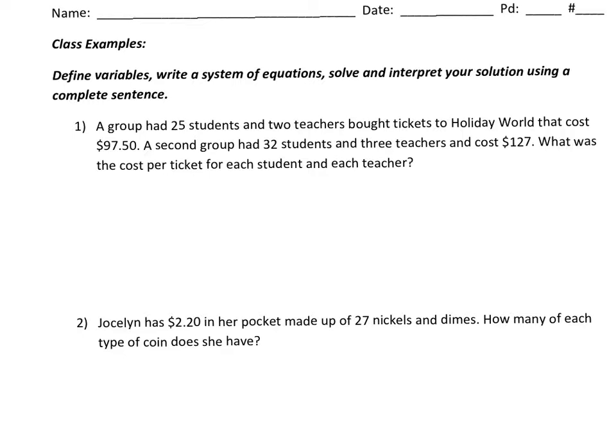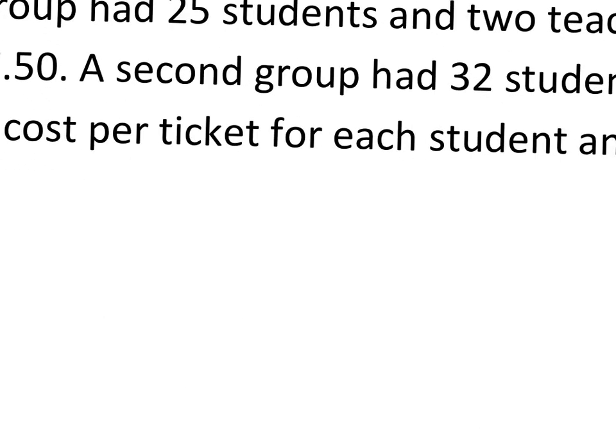So we had a group with 25 students and 2 teachers that bought tickets to Holiday World that cost $97.50. A second group had 32 students and 3 teachers, and the cost was $127. What was the cost per ticket for each student and each teacher? Okay, so first thing, we're looking for the cost of each student and teacher. So I'm going to use S and T.